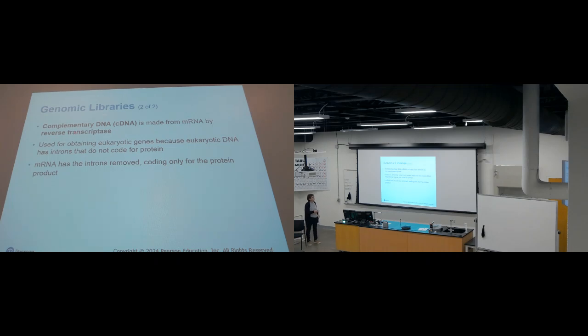So when it comes to cDNA, complementary DNA is made from messenger RNA by reverse transcriptase. This can be used for obtaining eukaryotic genes, and in this case, because eukaryotic DNA has introns, which do not code for protein, messenger RNA will have the introns removed, and then this will code only for the protein product.